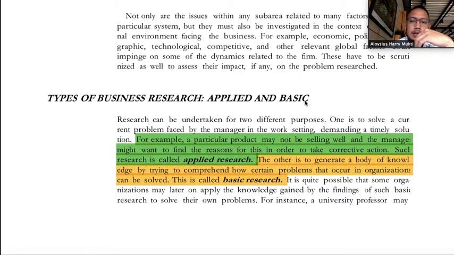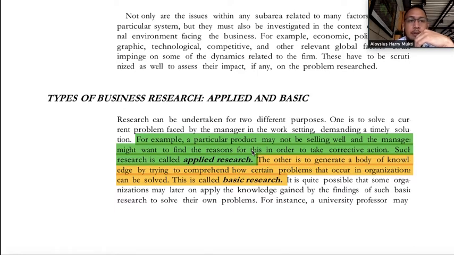So types of business research: applied and basic. This is the definition for applied research. For example, a particular product might not be selling well and the manager might want to find the reason for this in order to take corrective actions. Such research is called applied research. So applied research has an immediate, urgent reason to find the solution in the short term. The conclusions can be implemented in the short term.